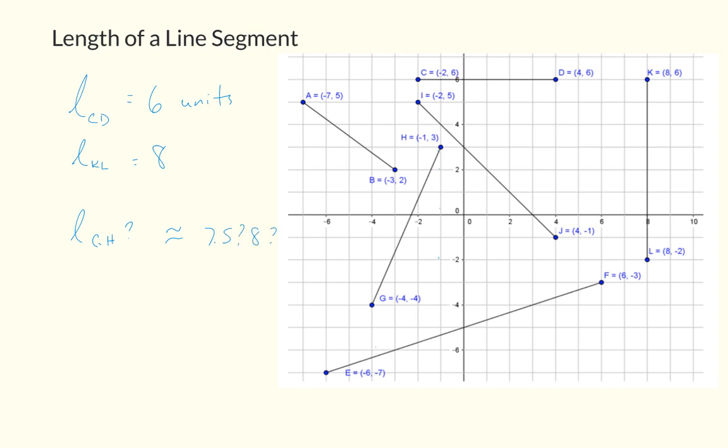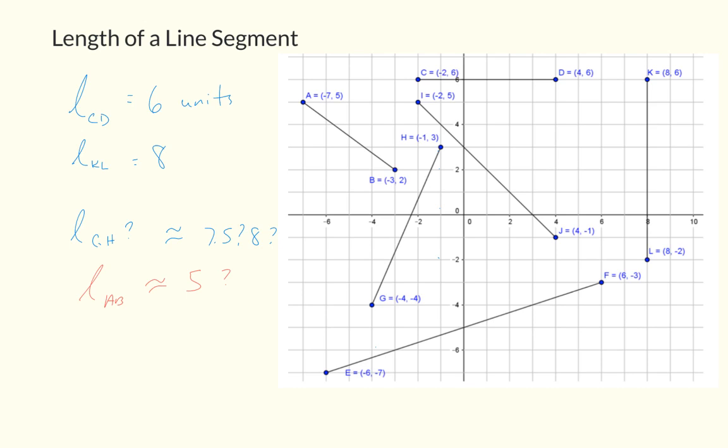How about, for example, line AB? How long is that? Well, it's 4 over and 3 down. It's more than 4 because it would be 4 if it was straight across, but it's diagonal, so maybe the length of AB is about 5. Who knows? But there's a quick way to calculate that.